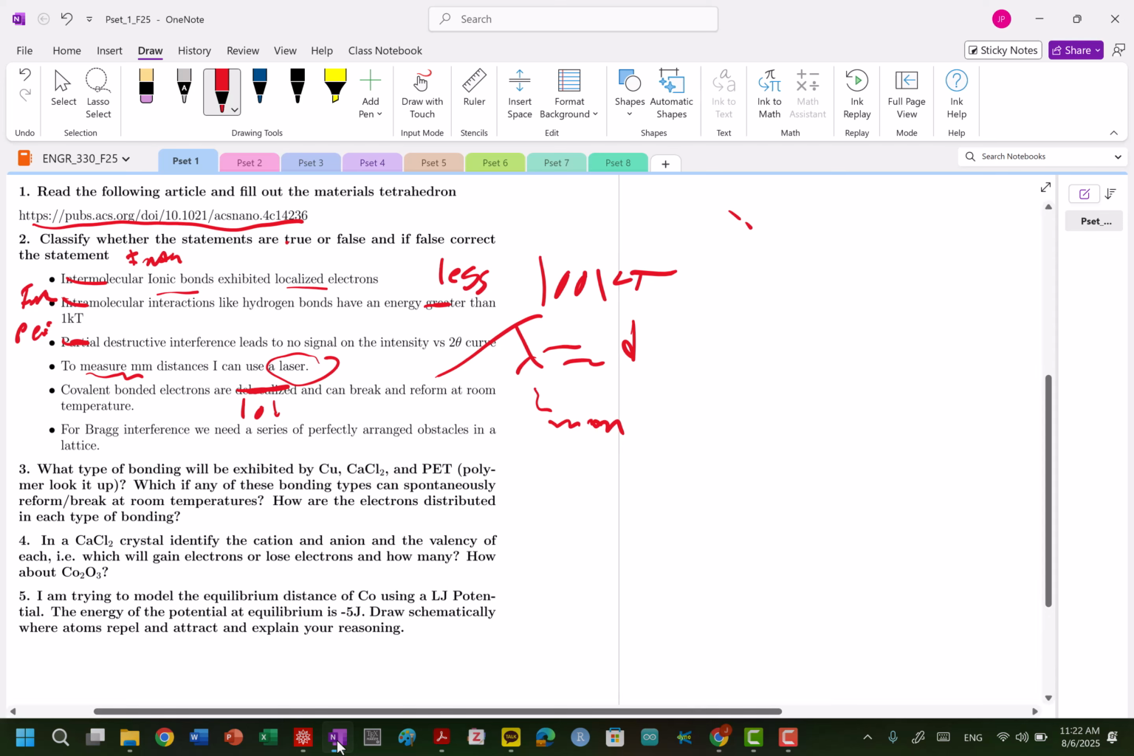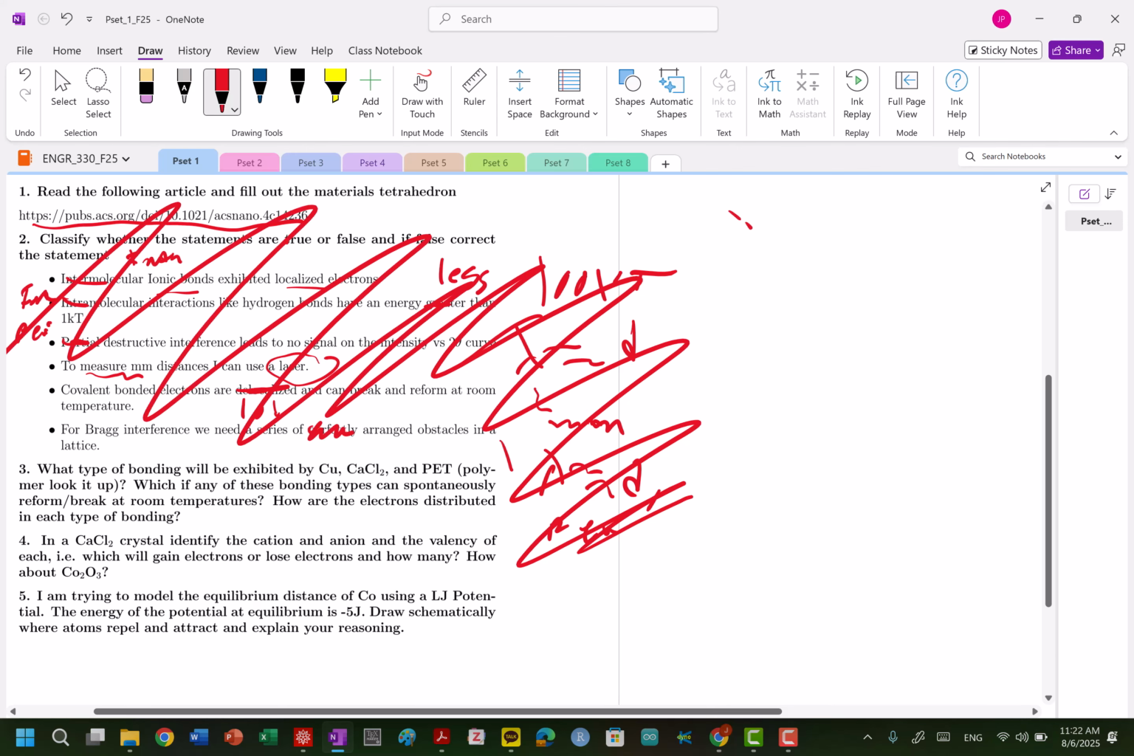For Bragg interference, we need a series of perfectly arranged obstacles in a lattice. That's actually an interesting point. Well, we need some arranged obstacles. It doesn't have to be perfect as well. That's kind of a caveat there. But we do need to have some obstacles. We need to have lambda on the order of d, and we need to have perfect constructive interference in order to see a signal. So there we go.